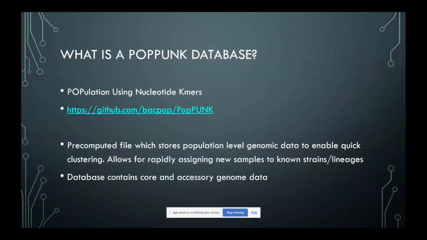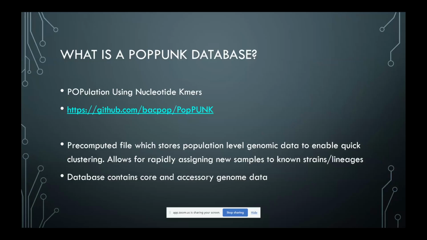So what is a PopPunk database? PopPunk is an acronym for Population Using Nucleotide Chimeras. You can find more information at this GitHub address. But essentially, a PopPunk database is a pre-computed file which stores population-level genomic data to enable quick clustering. This allows for rapidly assigning new samples to a known strain or lineage, and the database contains core and accessory genome data, so we can look at both when comparing our samples to the database.